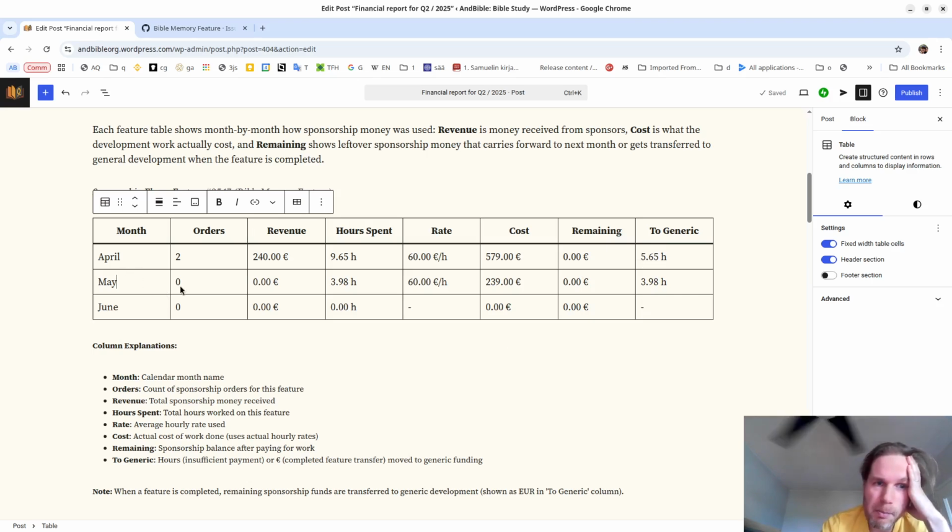Let's look at May. Then there were 0 orders, but still I was spending about 4 hours on this feature. The total cost would be 239 euros, but it is moved completely to the generic pool because there was no funding left for this feature.